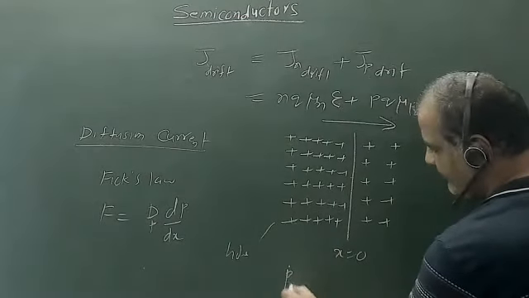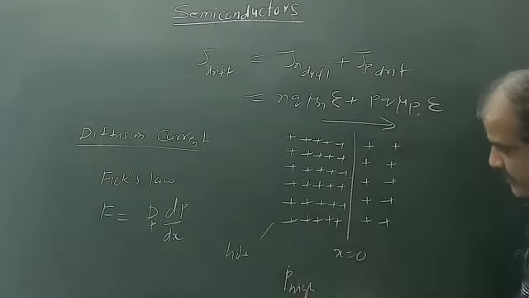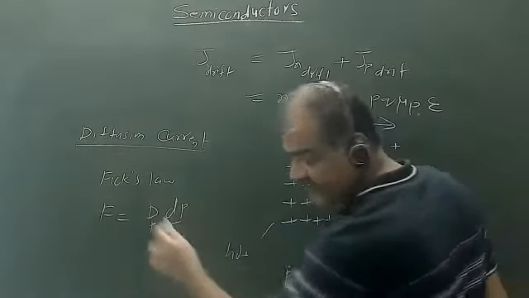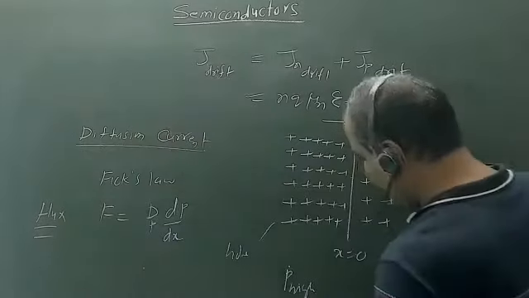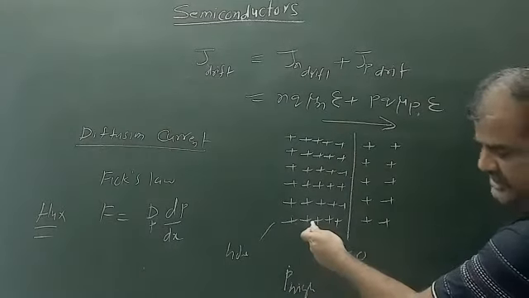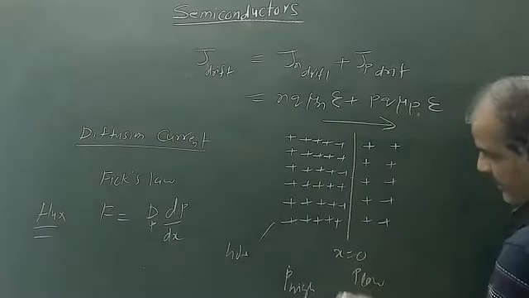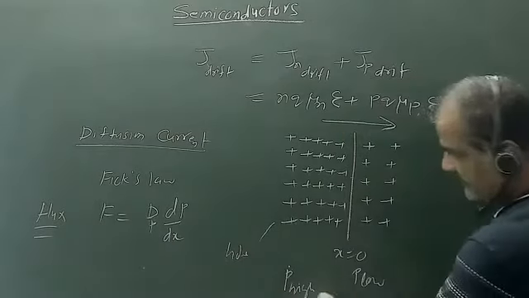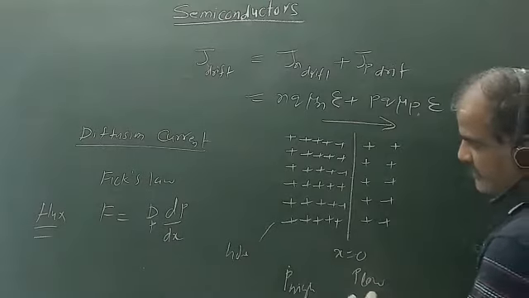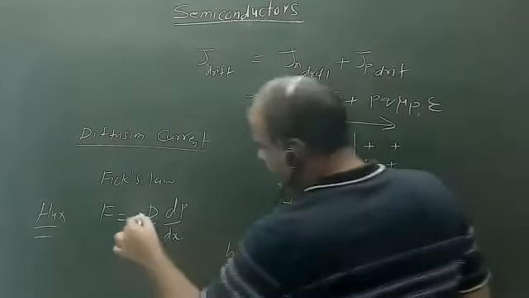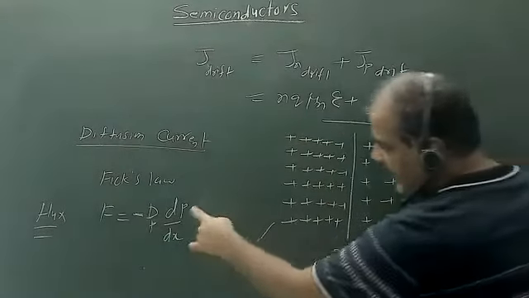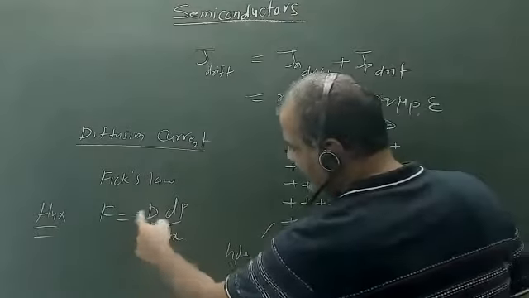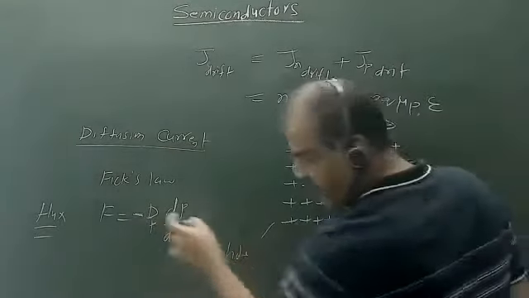Here we have high concentration, here low concentration, so I'm moving from p high to p low. F is the flux. So when I take dp upon dx, that will come negative. In order to make it positive, I'll put a minus sign here, because the current is in this direction and dp by dx is negative. So to make the flux positive, I put a minus sign for holes.